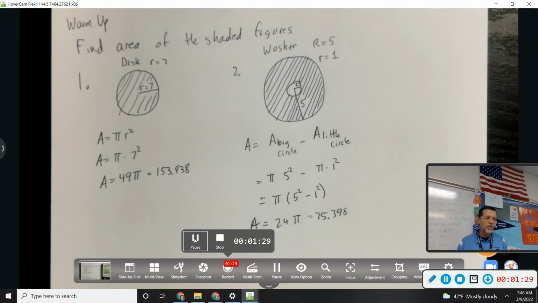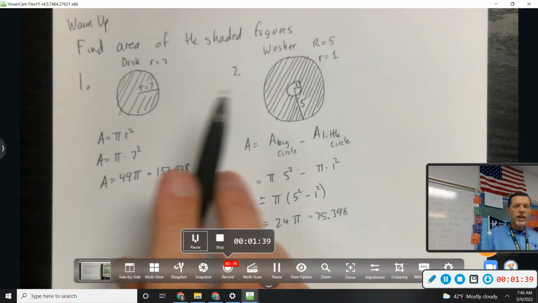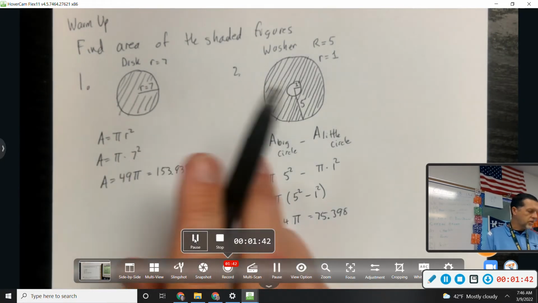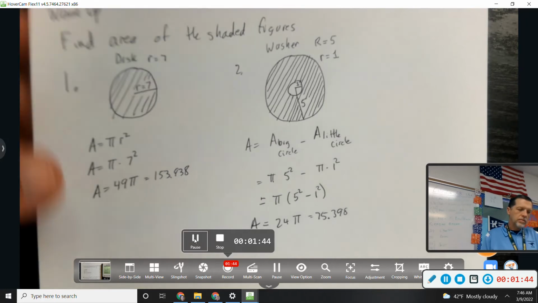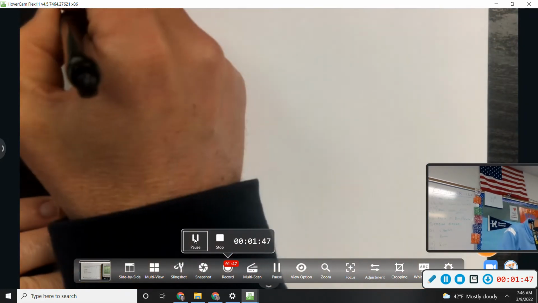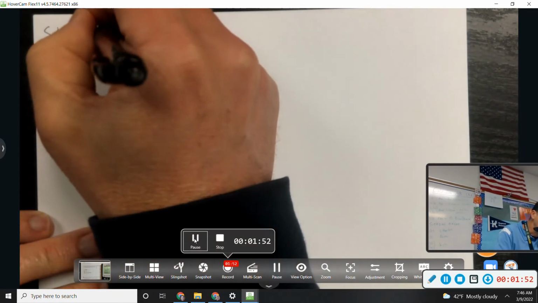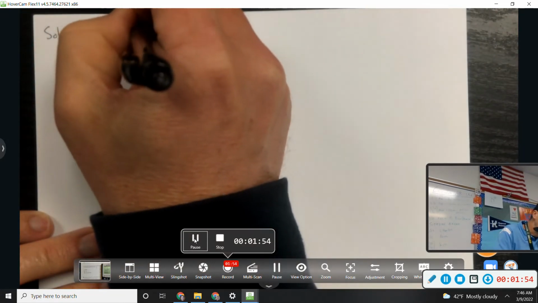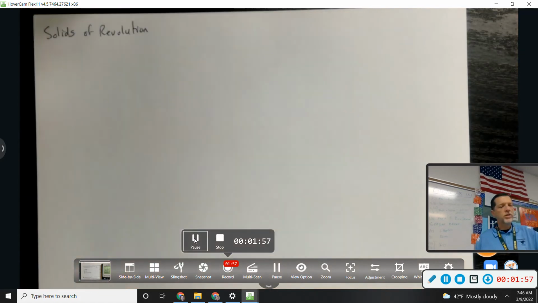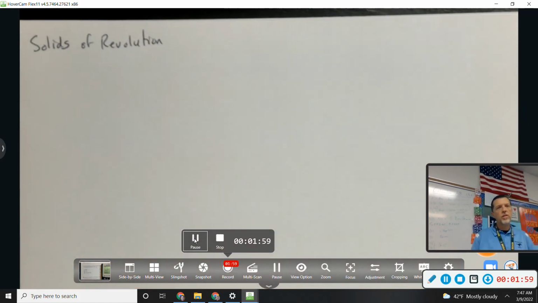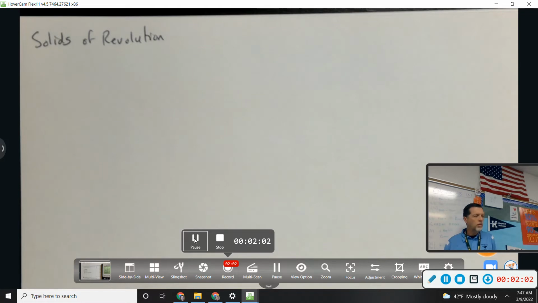Now, I hope that was easy because yesterday we were adding up squares, triangles, semicircles. Today we're going to add up circles and washers, or discs and washers. Now, where they come from is a little bit different. Solids of revolution. So we're going to take a 2D figure, rotate it around an axis, and create a 3D figure.